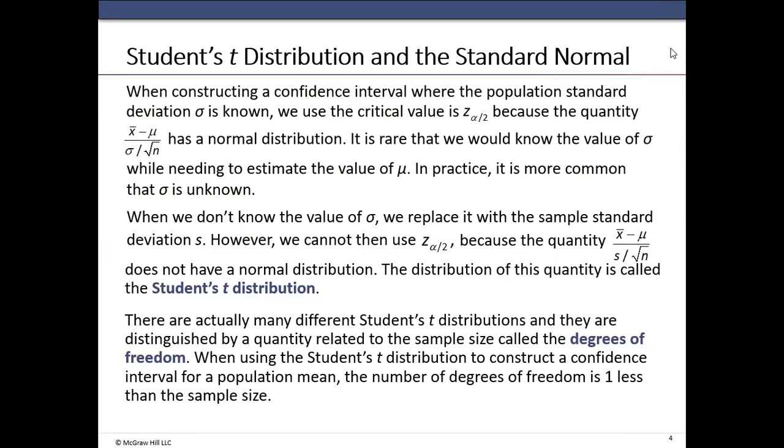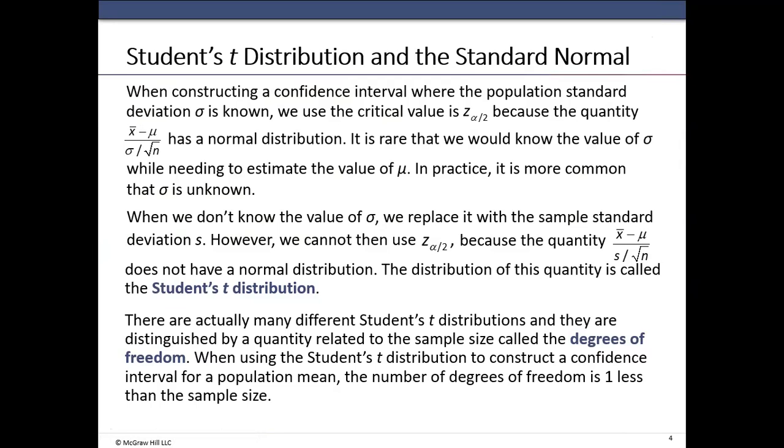It is rare that we would know the value of sigma while needing to estimate the mu. In practice, it is more common that sigma is unknown. So what they're saying is that we cannot know the population standard deviation beforehand. Think of it, how absurd it is. We do not know the population mean, so how will we know the population standard deviation? That's not going to happen.